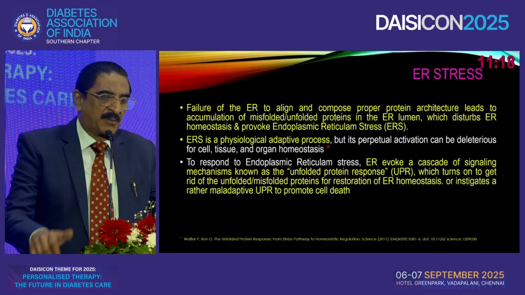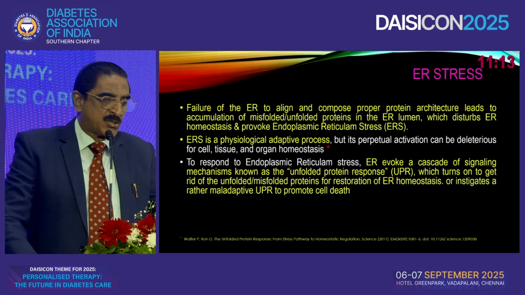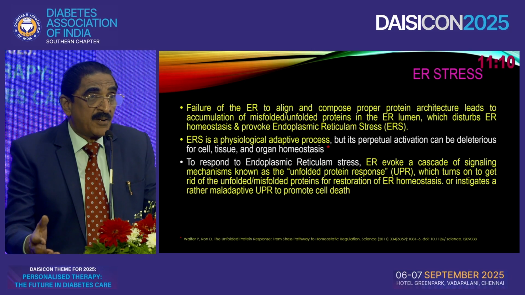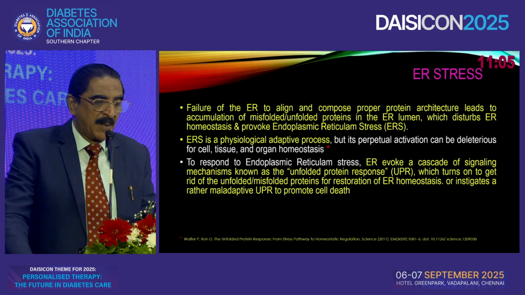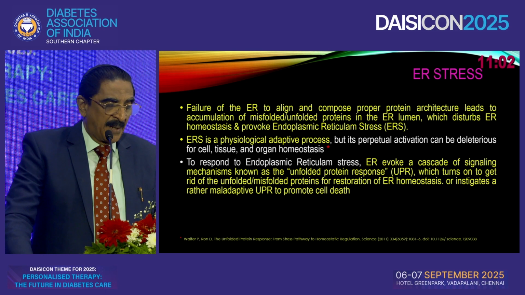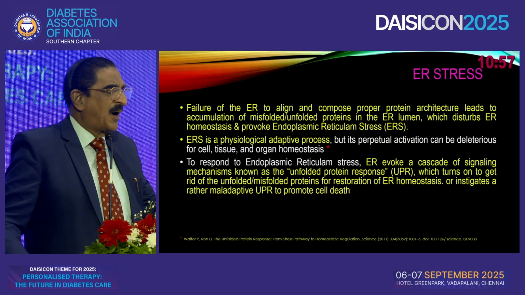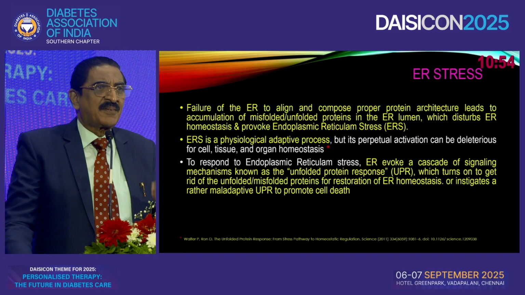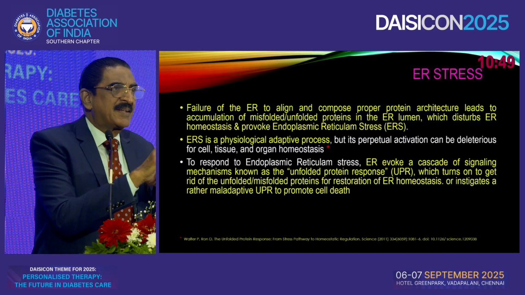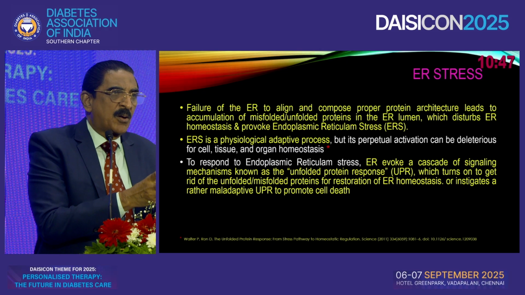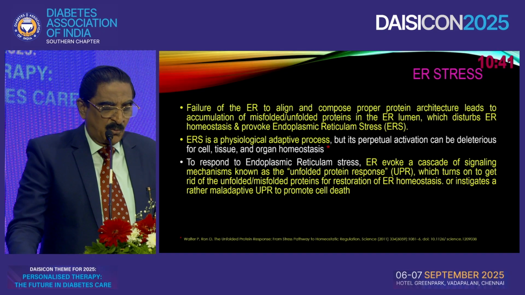Failure of the endoplasmic reticulum to align, compose and form proper protein architecture leads to accumulation of misfolded or unfolded protein in the endoplasmic reticulum lumen, which disturbs endoplasmic reticulum homeostasis and provokes endoplasmic reticulum stress. In simple words, it's almost like a loaded bubble. The unwanted things which just get stuck in the large bubble is almost similar to the endoplasmic reticulum, wherein it is not able to dispose of the abnormal proteins as well as the abnormal folding or misfolding of the protein. So what do we really do?